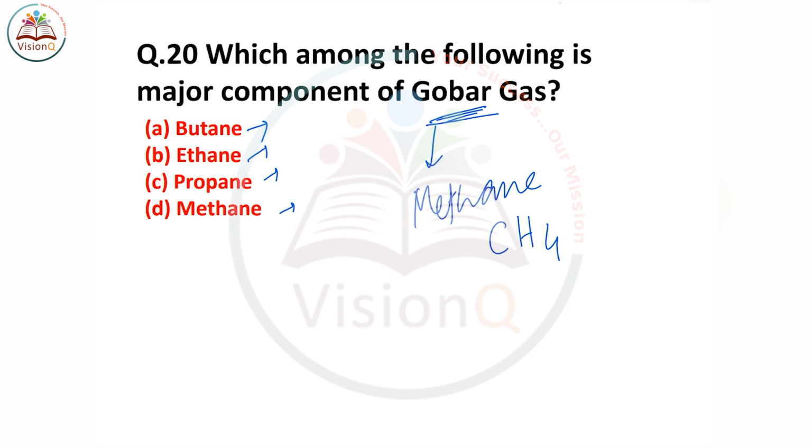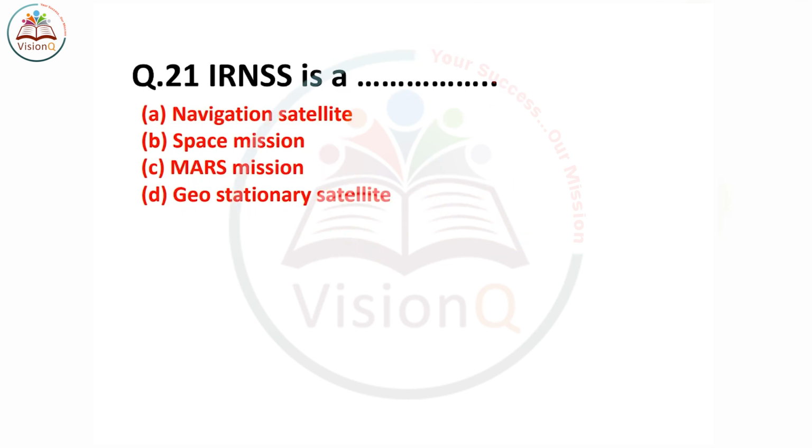The formula for butane is C4H10. The formula for ethane is C2H6. Propane is C3H8. And the formula for methane is CH4. The right answer of this question will be option number D, methane. Let us move to the next question, question number 21. So again, a question based on satellites.